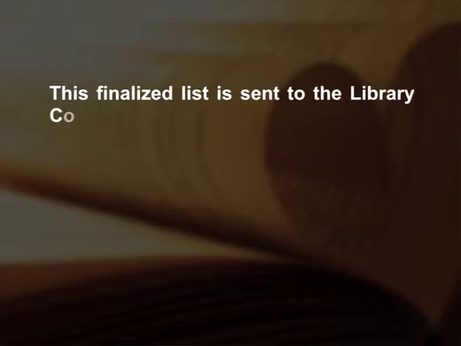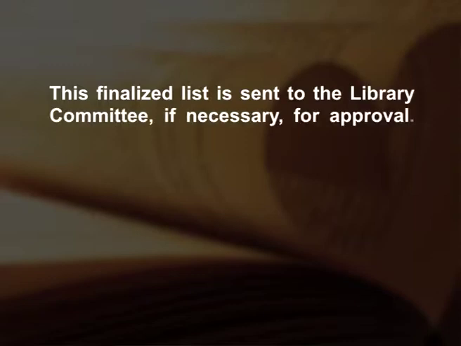The book selection cards are first arranged alphabetically by author under various subjects and are checked with the main catalog to find out if there is any duplication. Those titles which are found to be available in the library are removed from the group. The remaining cards are then checked with the list for which orders have already been placed. Those items which are found to be available in these sequences are also removed from the book selection list. This finalized list is sent to the library committee if necessary for approval.